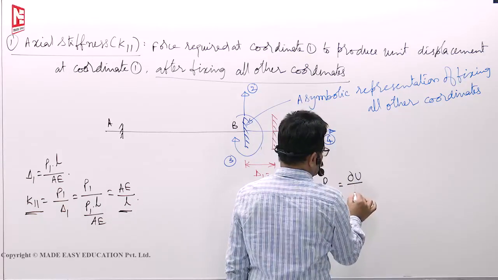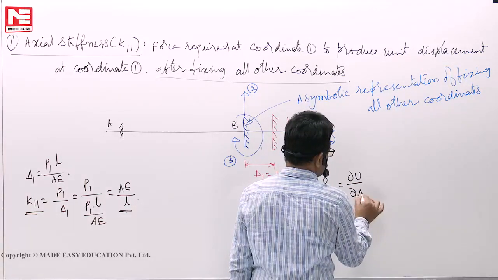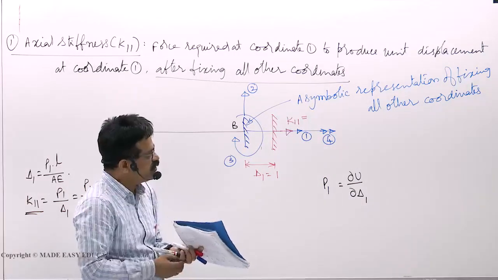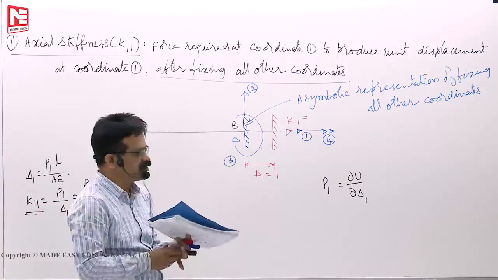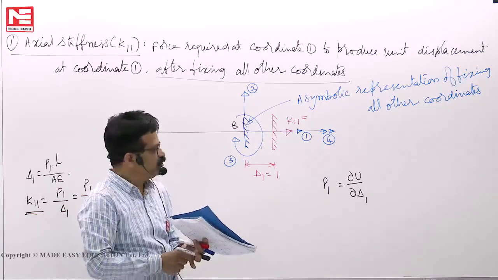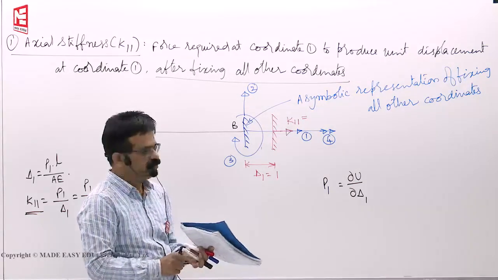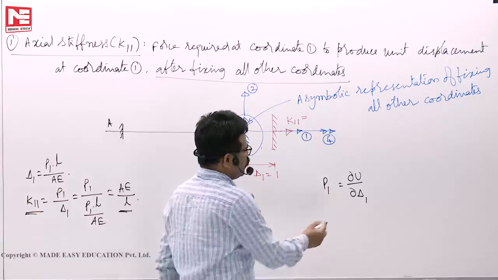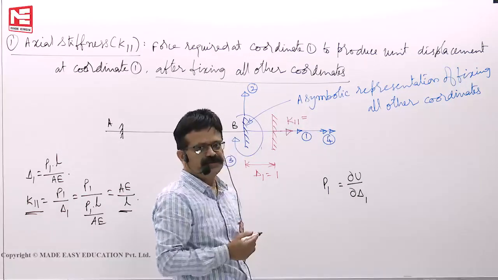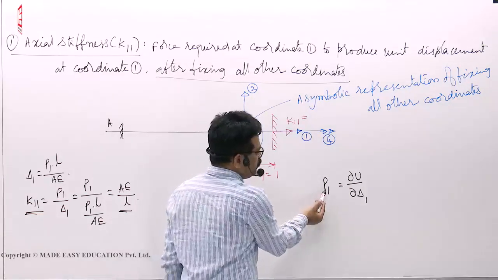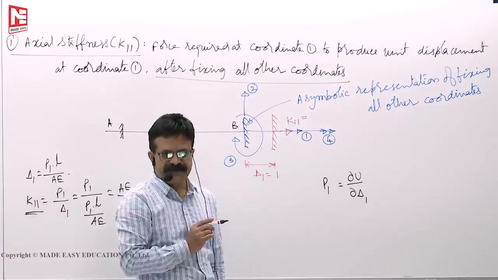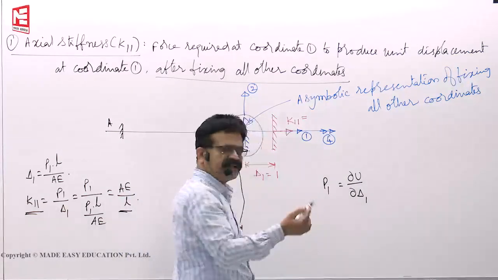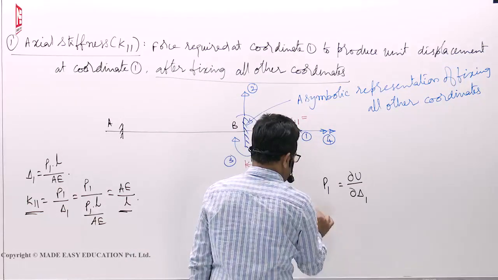P1 force means the partial derivative of the strain energy stored with respect to delta, dou U by dou delta 1. This is Castigliano's theorem 1. The first derivative of energy with respect to displacement delta 1 gives you the force at that point. Now, I want delta 1 displacement to be 1. That means the P1 force is because of the delta 1 displacement. If delta 1 becomes 1, how much force do I have to apply? I differentiate this P1 again with respect to delta 1.